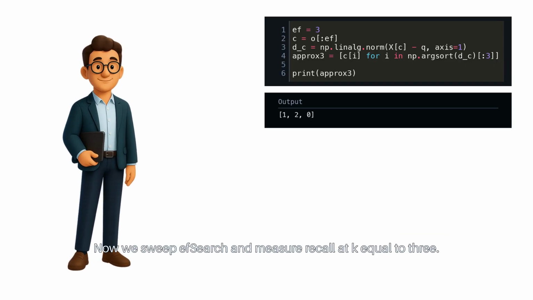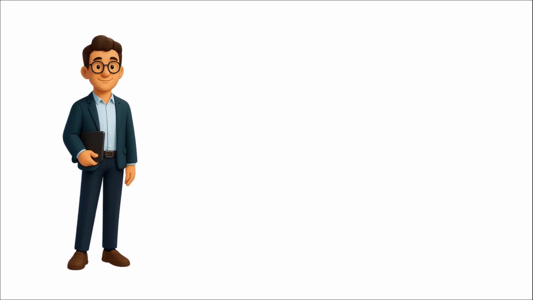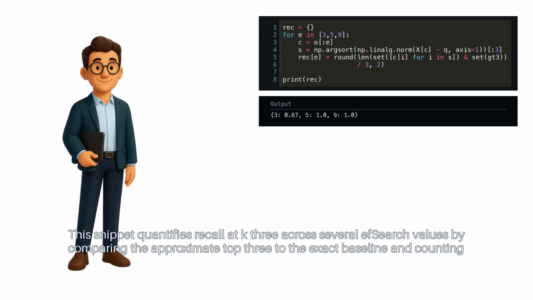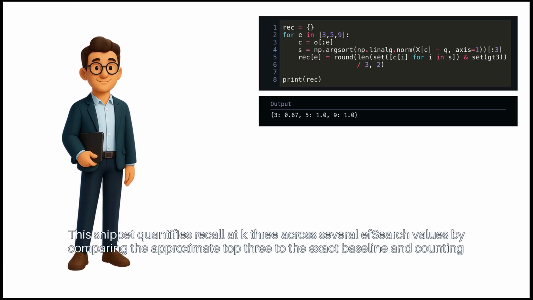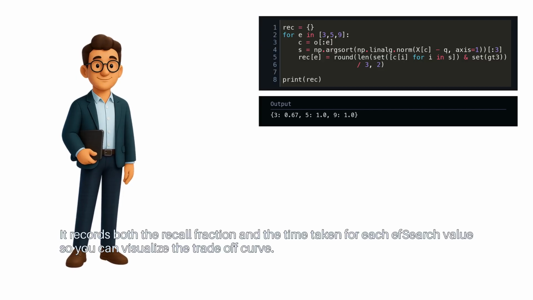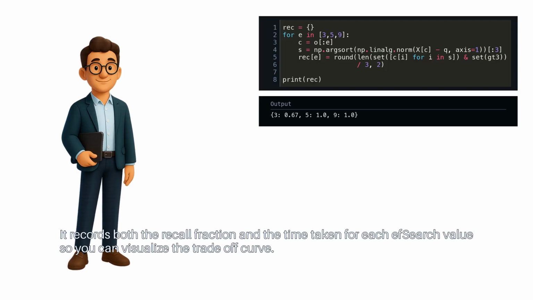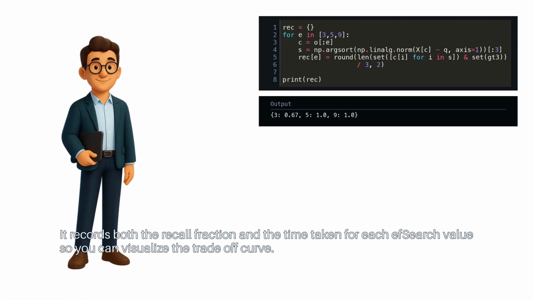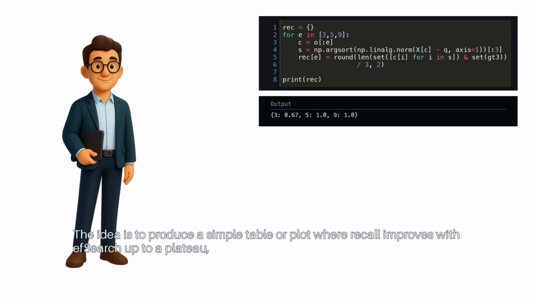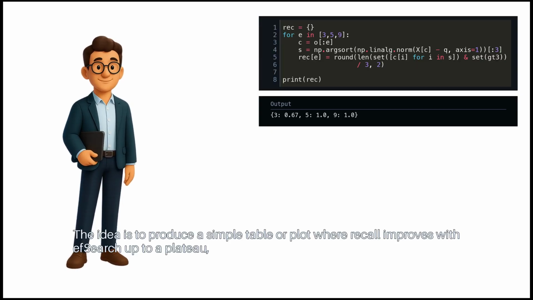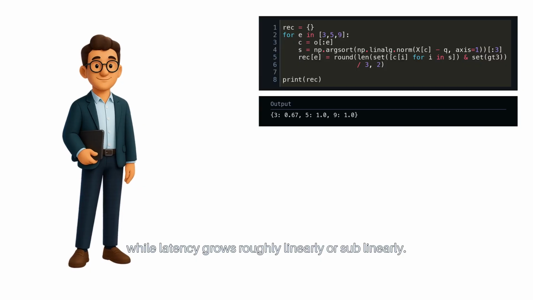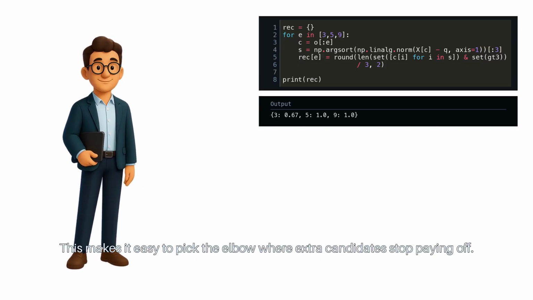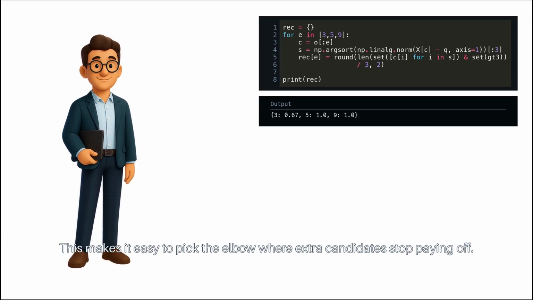Now we sweep efSearch and measure recall at k equal to 3. This snippet quantifies recall at k3 across several efSearch values by comparing the approximate top 3 to the exact baseline and counting matches. It records both the recall fraction and the time taken for each efSearch value, so you can visualize the trade-off curve. The idea is to produce a simple table or plot where recall improves with efSearch up to a plateau, while latency grows roughly linearly or sublinearly. This makes it easy to pick the elbow where extra candidates stop paying off.